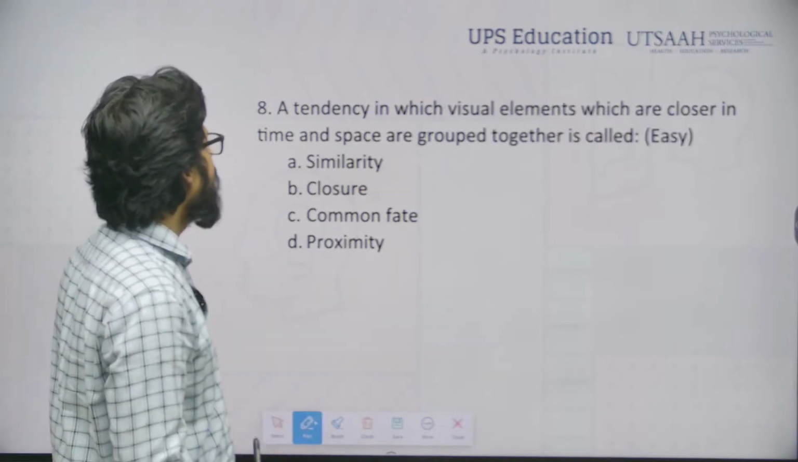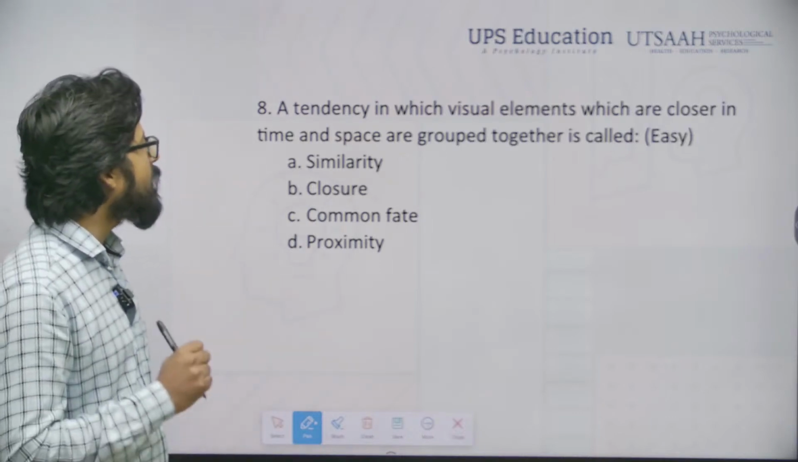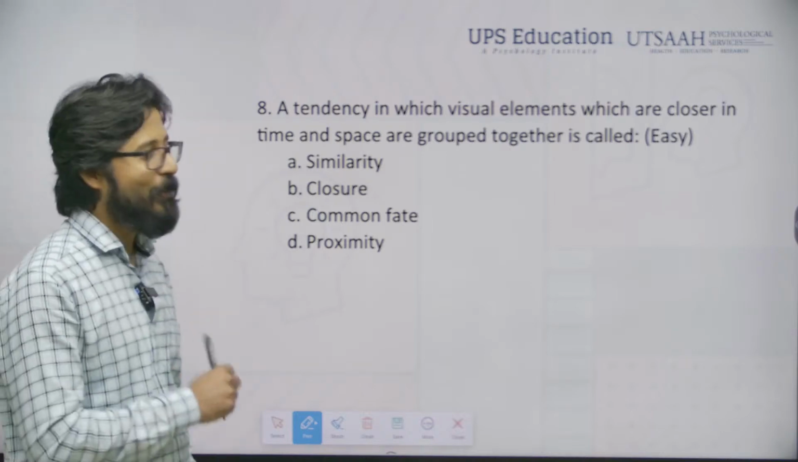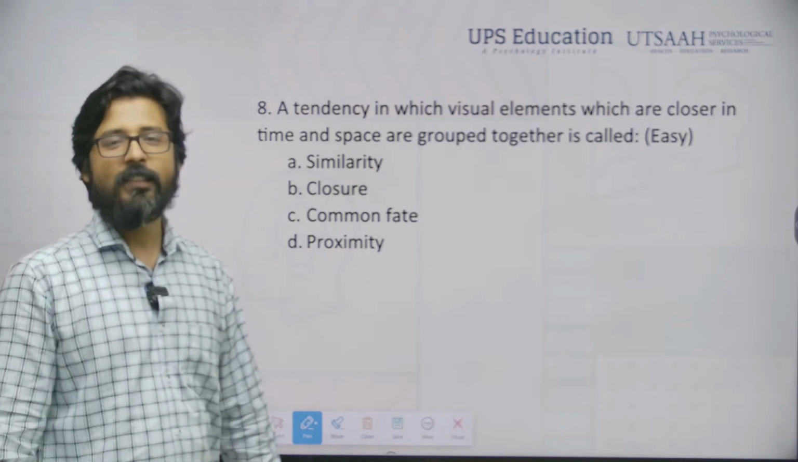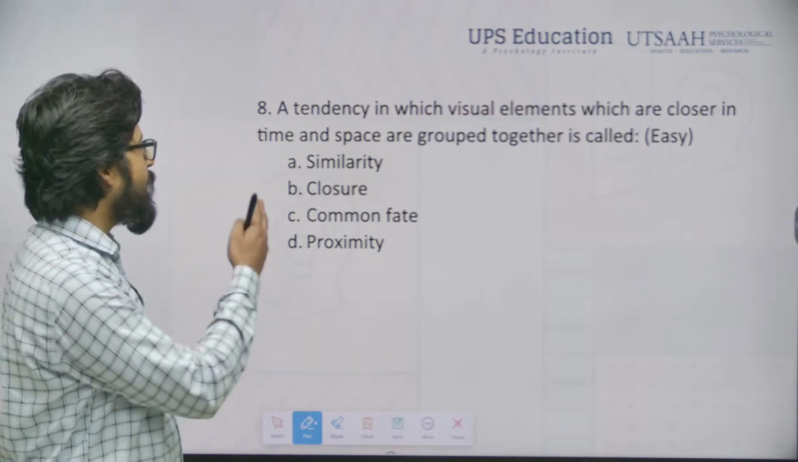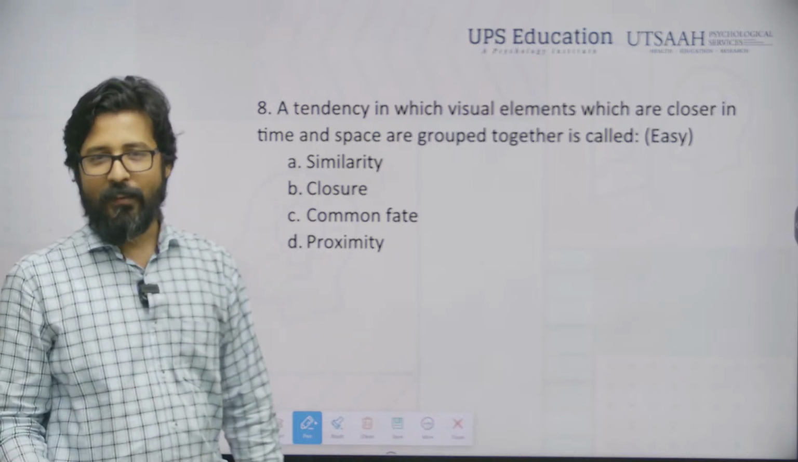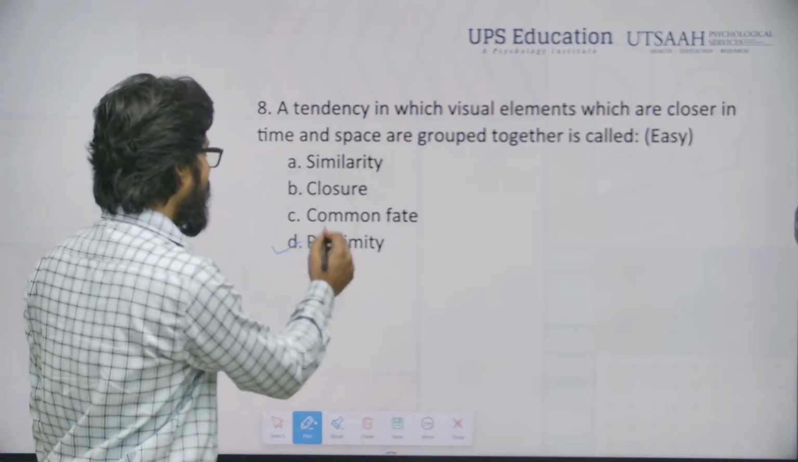Question number 8. A tendency in which visual elements which are closer in time and space are grouped together is called. That is also easy. We can consider them easy questions. Your options are similarity, closure, common fate, and proximity. And the correct answer will be proximity. D is the right answer.